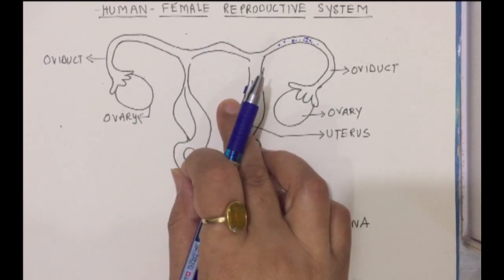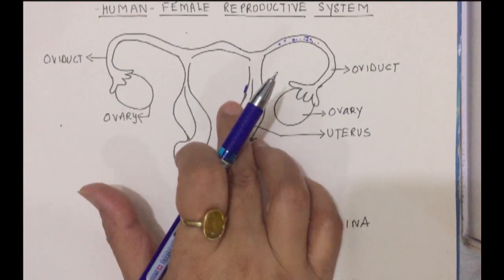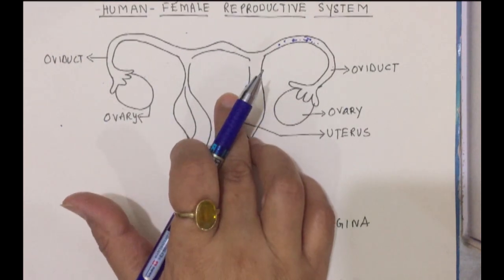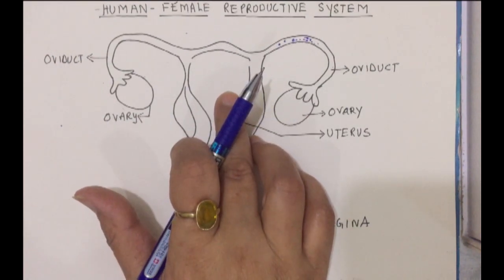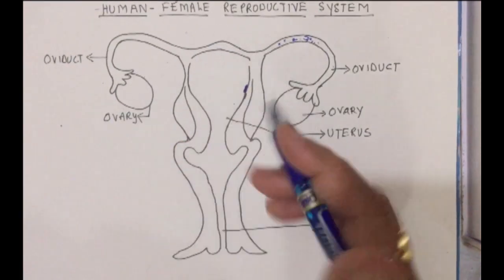It develops a connection which is known as the placenta. The placenta is the connection between the growing fetus and the mother. It supplies food, water and other nutrients to the embryo or the fetus, and the fetus gives all the waste products. It pours all the waste products into the blood vessels of the mother.